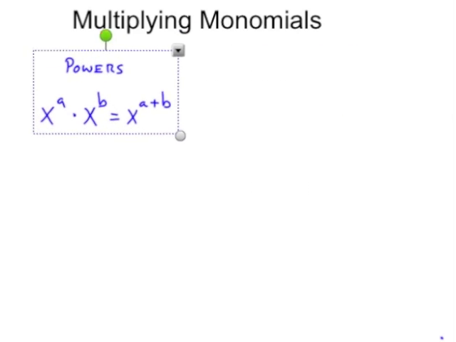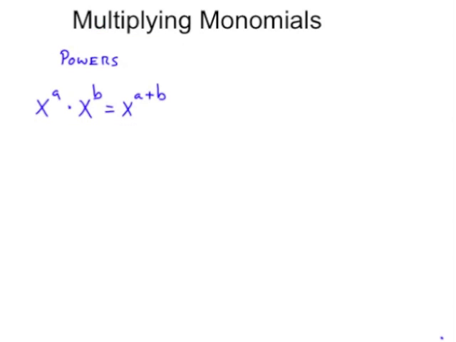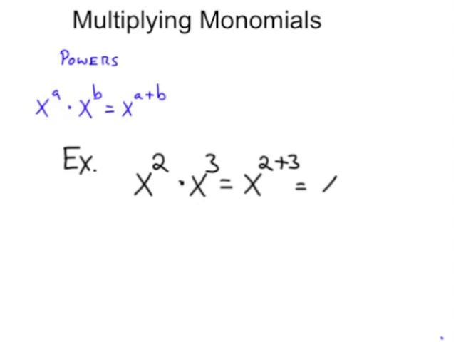Let's take a look at an example. Hopefully this will be easier to understand. If I have an x to the power of 2 and I'm multiplying that times an x to the power of 3, my product is still going to be an x, but all I have to do is add the exponents. 2 plus 3 being 5, so my result is x to the power of 5. Pretty simple, isn't it?